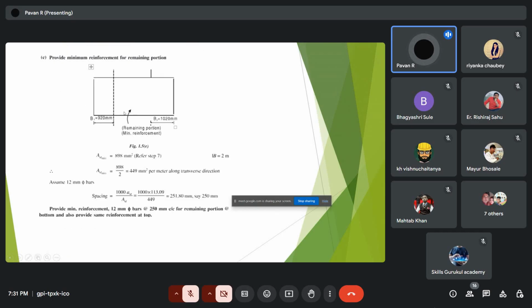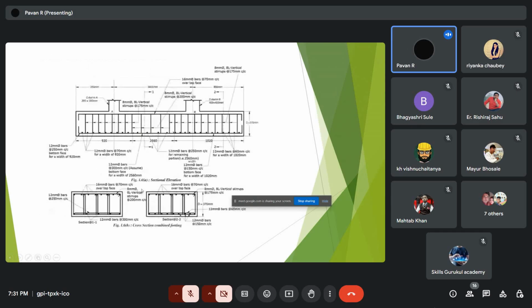In the remaining portions, we should provide the minimum Ast, that is 0.12 percent of the cross-sectional area, that is 898 mm square. So we can work out the spacing, that is we can provide 12 mm bars at 250 mm at the bottom, and we should also provide the same reinforcement at the top. So this is the cross section. This is the sectional elevation of the combined footing that I have designed.